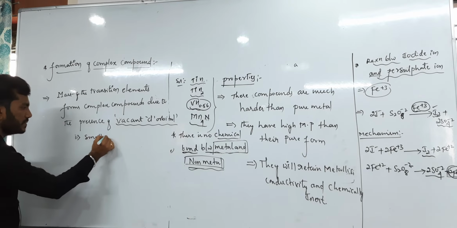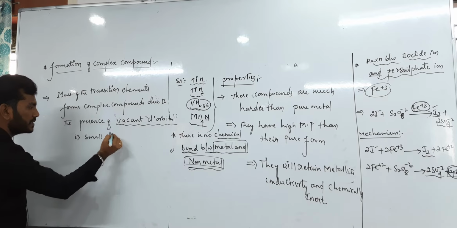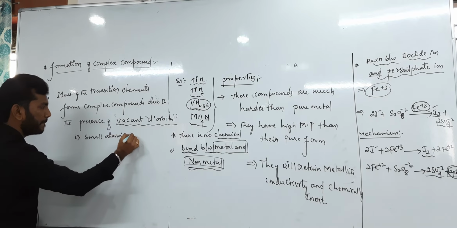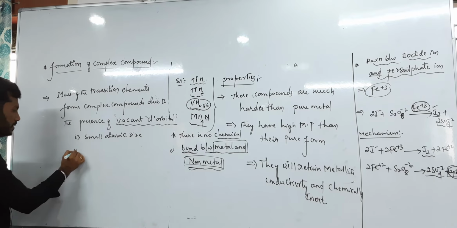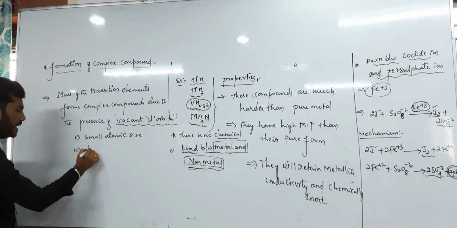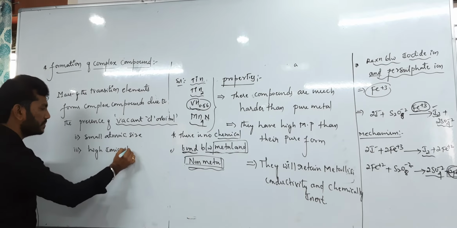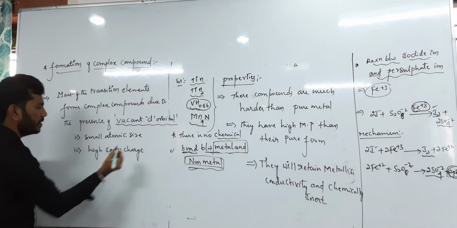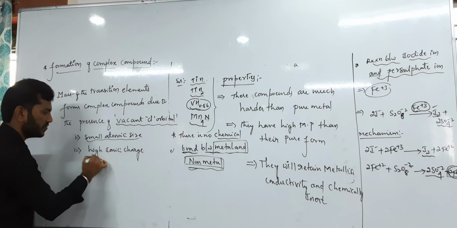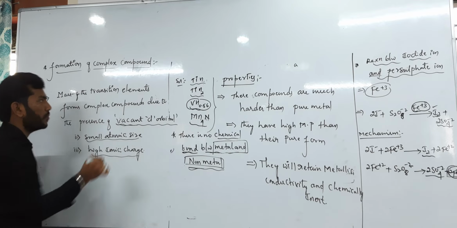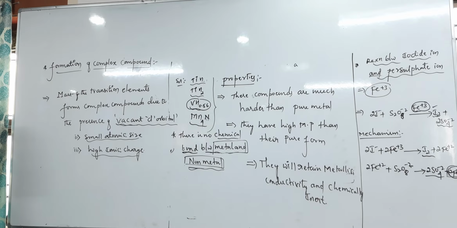Second, small atomic size, and they have high ionic charge. So these are the major factors regarding complex formation of the transition elements, guys.